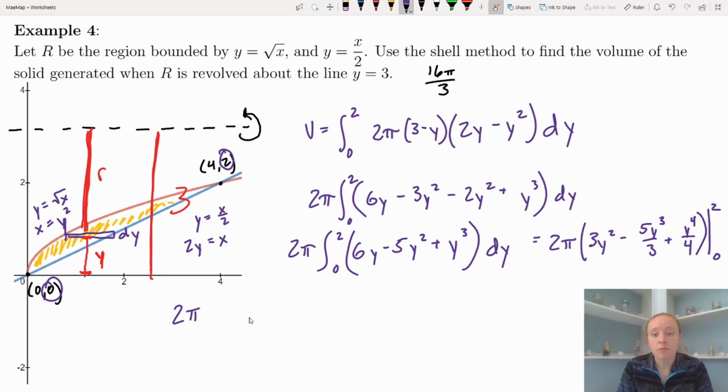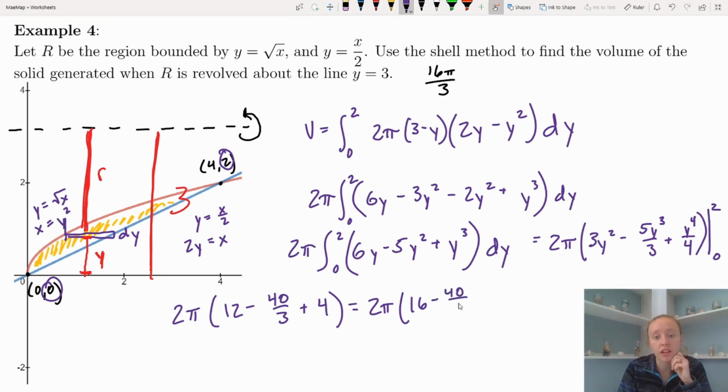So solving this out, plugging in 2 for y, 3 times 2 squared, 3 times 4 is 12, minus 2 cubed is 8. 8 times 5 is 40, so that'll be 40 thirds, plus 2 to the 4th is 16. 16 over 4 is 4. So if I have 12 plus 4, that simplifies down to 16. So I have 2 pi times 16 minus 40 thirds.